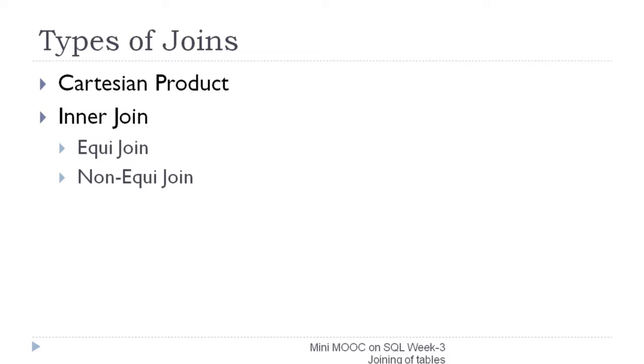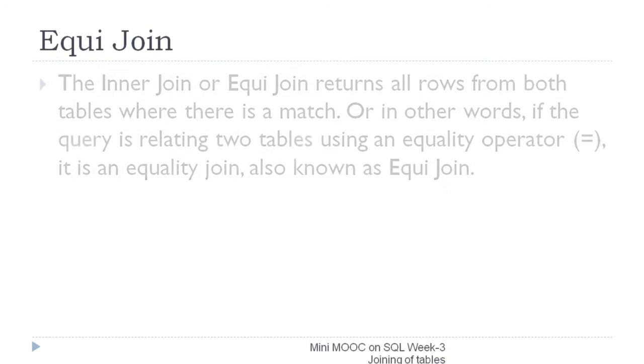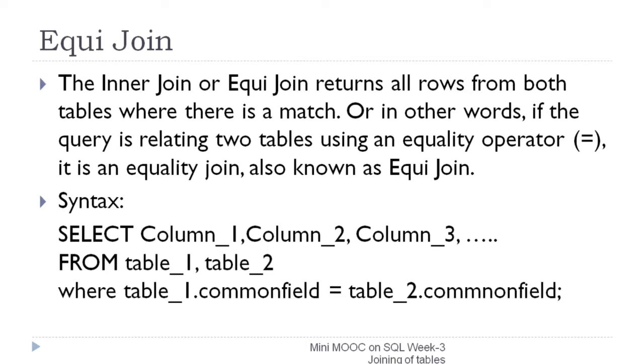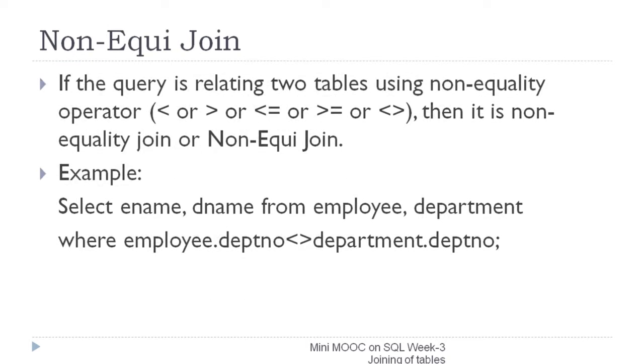Inner join has two further types. One is equijoin and another is non-equijoin. Let us understand this concept. If the where condition of an inner join is based on the equality operator, then this is called an equijoin. And its syntax is shown here. A non-equijoin is a case of inner join where the condition is not based on equality. In this case, it is based on less than, greater than or not equal to type of operators. So this is an example of non-equijoin, and here we are using a non-equality operator.